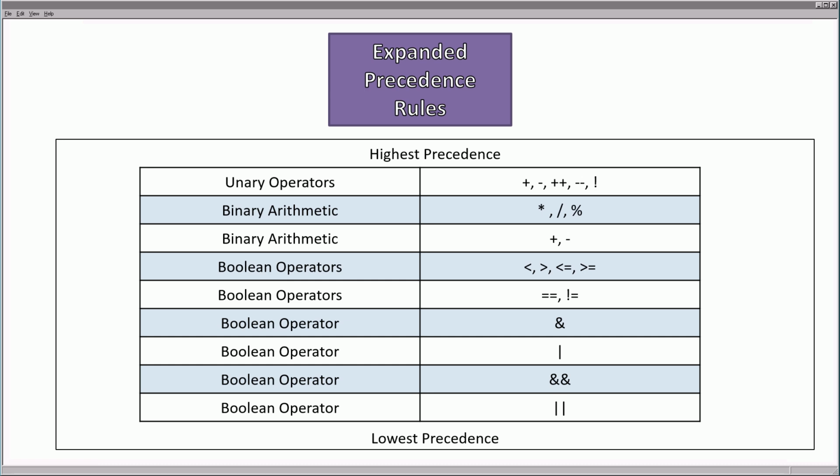From there, we have binary arithmetic operators, which in this case are multiplication, division, and mod. We also have another classification of binary arithmetic operators that is plus and minus. From there, we have Boolean operators like strictly less than, strictly greater than, less than or equal to, or greater than or equal to. That's followed by equals and not equals. We also have the Boolean operators, but the ones that we really need to keep in mind are the and and the or. The and operator takes precedence over the or operator.